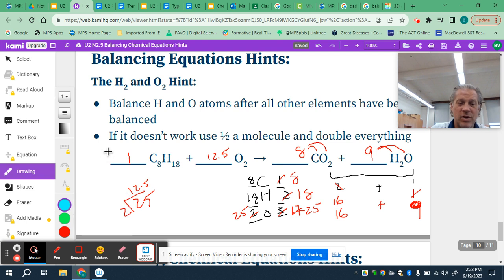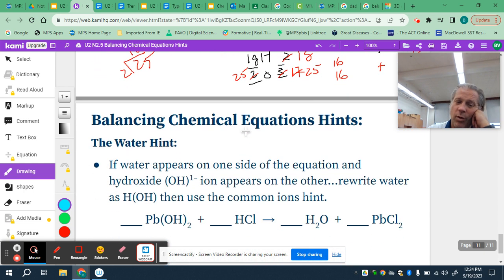The issue is that you cannot have half of an element. So we're going to double all of the coefficients. So this becomes a 2, this becomes a 25, this becomes a 16, and this becomes an 18. That doesn't only work, but it works a lot when we're dealing with combustion reactions, and so that's our new hint there. And then lastly, we have the water hint.